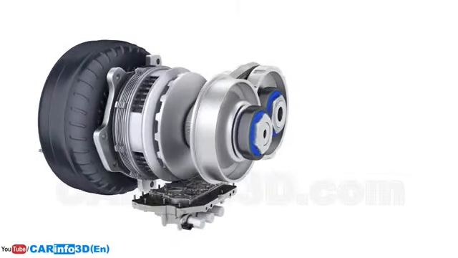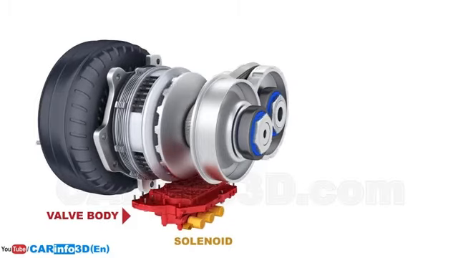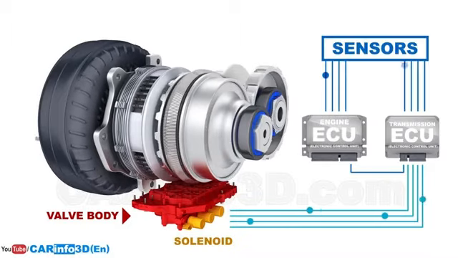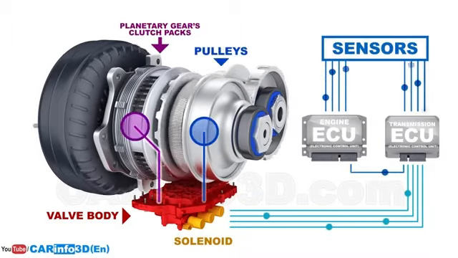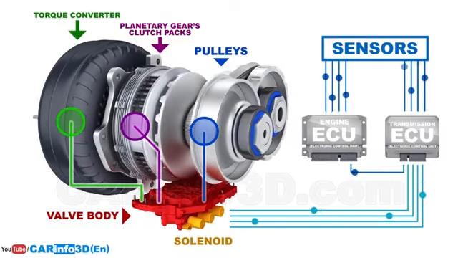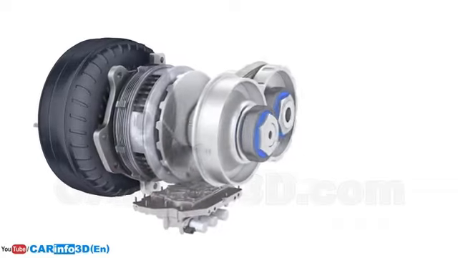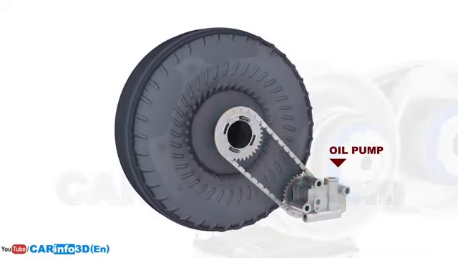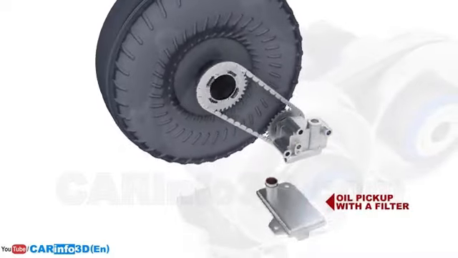The CVT is hydraulically regulated. A CVT valve body with solenoids responds to the electronic control unit's control signals based on sensor readings to guide oil flow to pulleys, to the planetary gear's clutch packs, and the torque converter. The required oil pressure is achieved with the help of an oil pump that pulls the oil from the sump via the oil pickup with a filter.